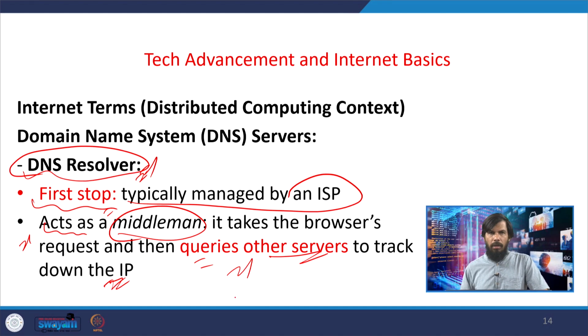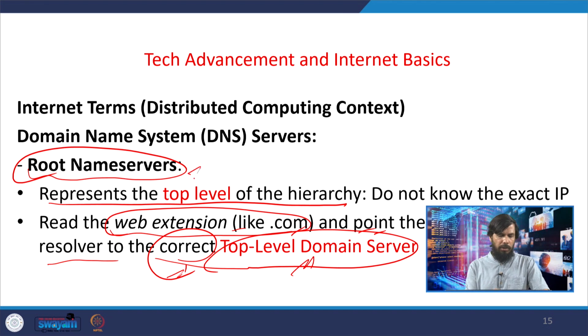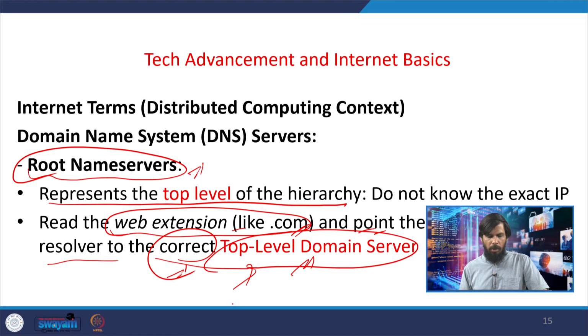In case the mapping is not there with the DNS resolver, it will contact other servers. One such server is the root name server, which will look at the web extension and redirect the resolver to the top level domain server. What happens next? That is something we will discuss in the next session. Thank you.